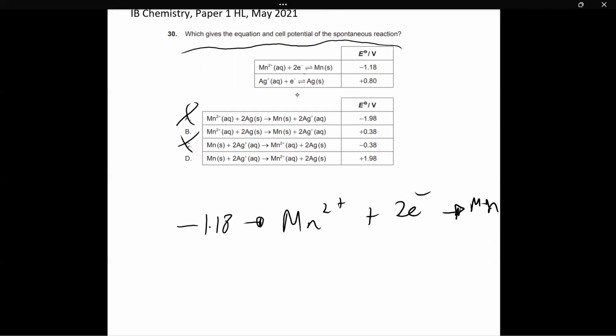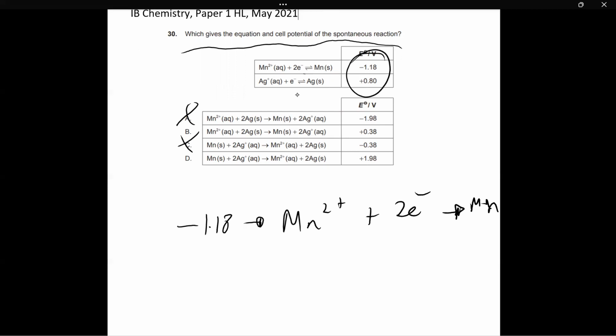So Mn likes to be oxidized. And what is oxidation? Oxidation is giving away electrons. Reduction is accepting electrons. So the lower the E naught value, the more likely that substance is to be oxidized rather than reduced. And the higher the E naught value, the more likely it is to be reduced or gain an electron.